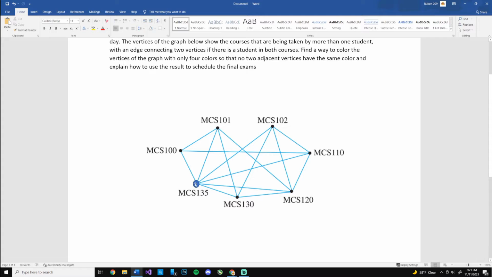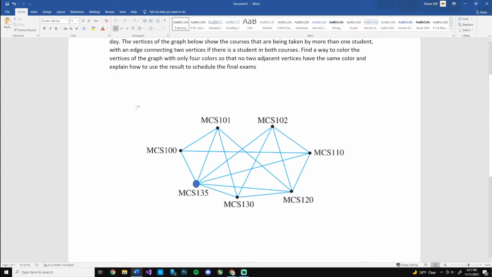I couldn't make this one blue because it's connected by this edge, and if it's connected by an edge, that means they would also have to take the final exam for MCS 102, for example. So that's why we gave MCS 135 its own color.